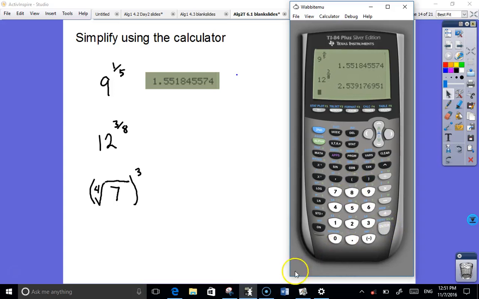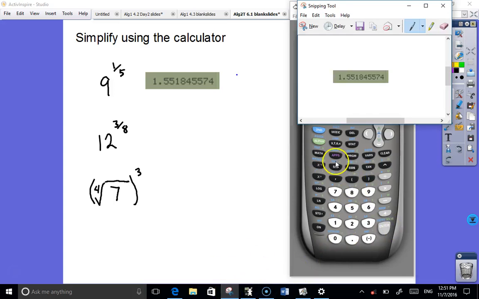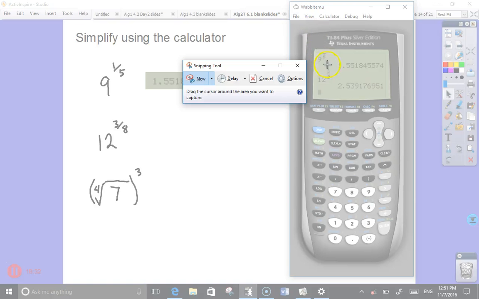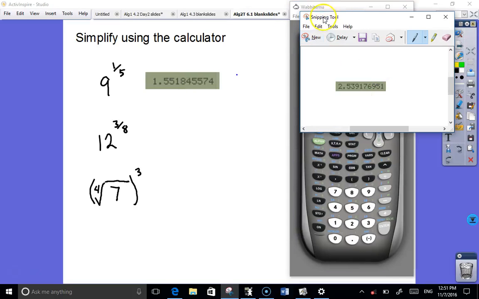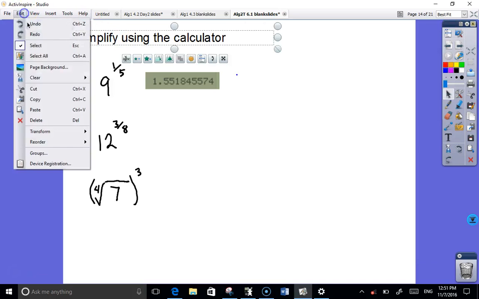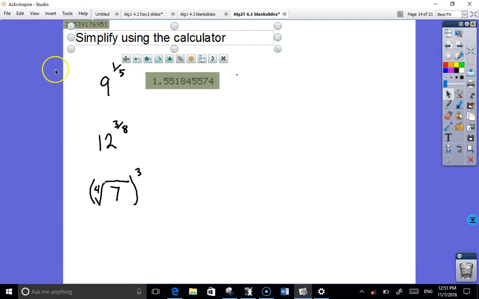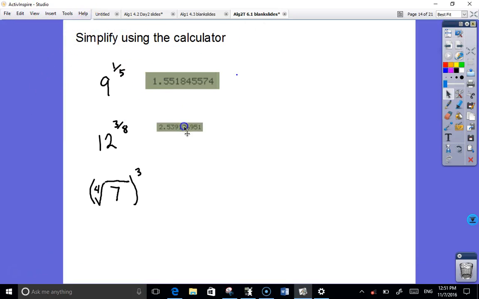$2.539. What's that? Like, all you write is just the decimal. Yeah, that's the answer. So let me copy that. And so that goes here.